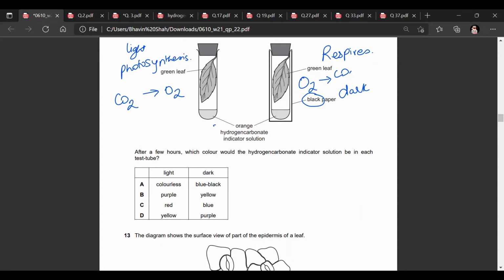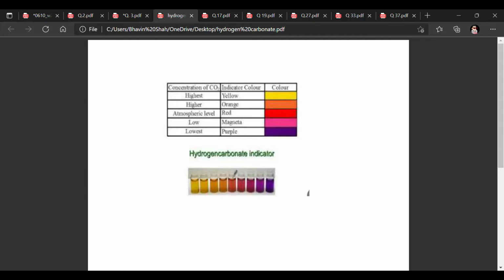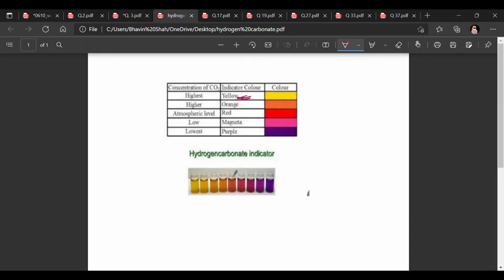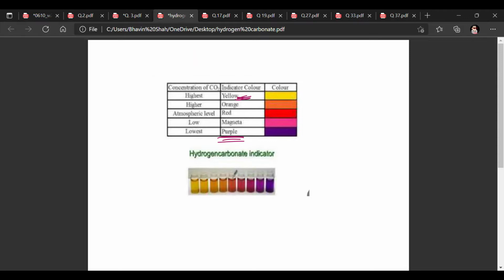So, as we know that hydrogen carbonate indicator is sensitive to this particular thing, you can see here I have kept this slide where if the concentration of carbon dioxide is highest, the color is going to be yellow. And when it is lowest, it is going to be purple. When will the carbon dioxide be the highest? In the night time, when the plant is respiring.